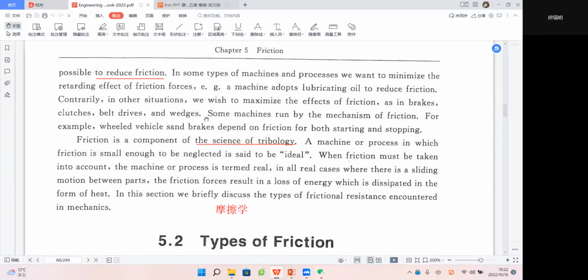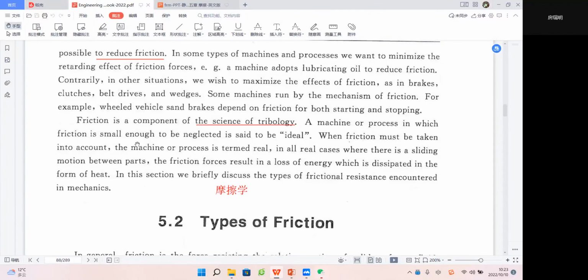Contrarily, in other situations, we wish to maximize the effects of friction, right? In these situations, we are using the friction. It helps us to fulfill some human requirements, such as brakes, clutches, which are actually another kind of brake, backdrafts and wedges, and some machines run by the mechanism of friction. For example, wheeled vehicles, maybe a car, maybe a bus, right? And band brakes depend on friction for both starting and stopping, right?